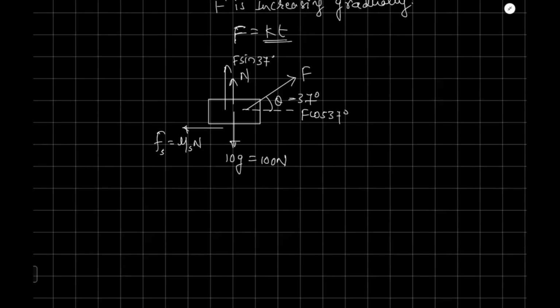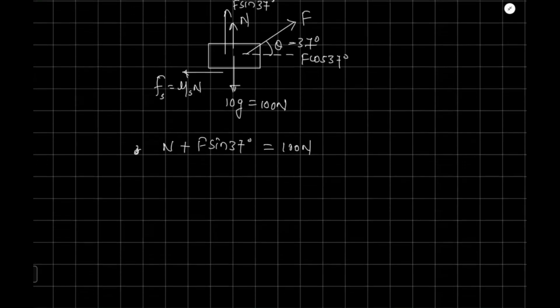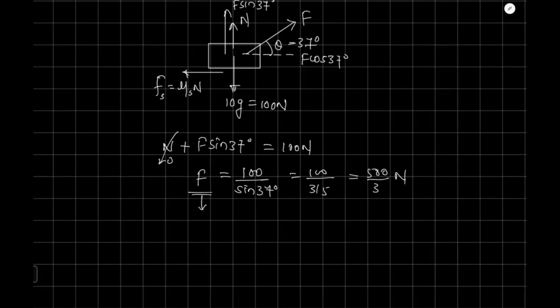Now first we'll make the equation in the vertical direction. I can say N plus F sin 37 is equal to 100 Newton. Suppose I want to lift this object, so what should be there? When we are going to lift the object, the normal reaction will be 0. So I can say F is equal to 100 by sin 37, that is 100 by 3 by 5, which is nothing but 500 by 3 Newton. So this is the force required for lifting.